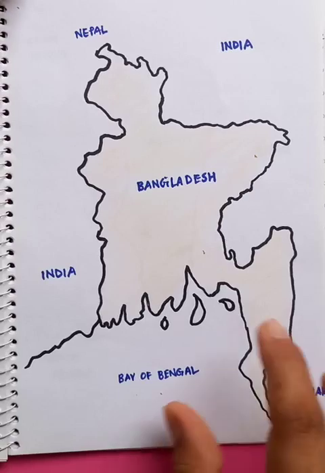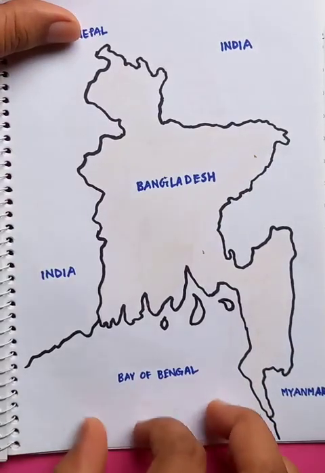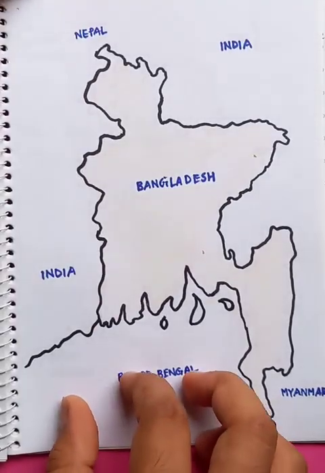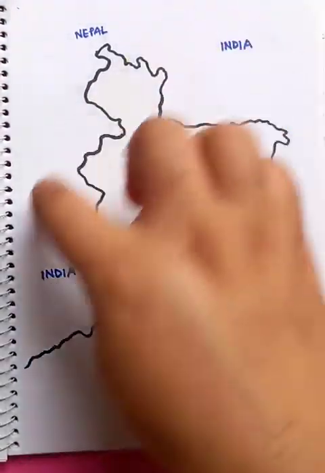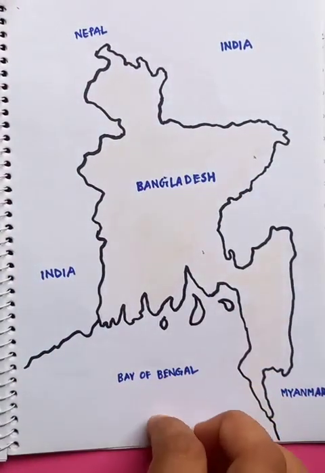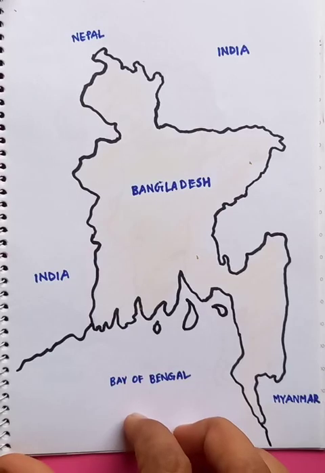So all these countries are the bordering and neighboring countries, and this side is the Bay of Bengal. So it's like an ocean water body. So it's landlocked on three sides, and on the south side there's the water, and the location is South Asia. All right, so I hope you like the video.